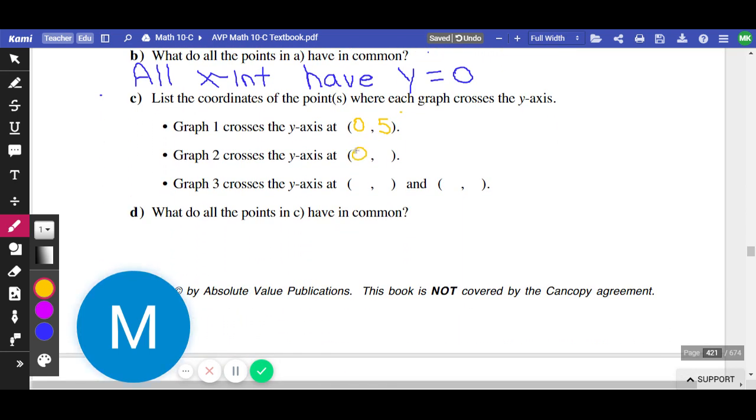For the next graph, for the circle, there are 2 y-intercepts. I want you to try to find both of them and then write out the ordered pair for both of those y-intercepts on that circular graph.